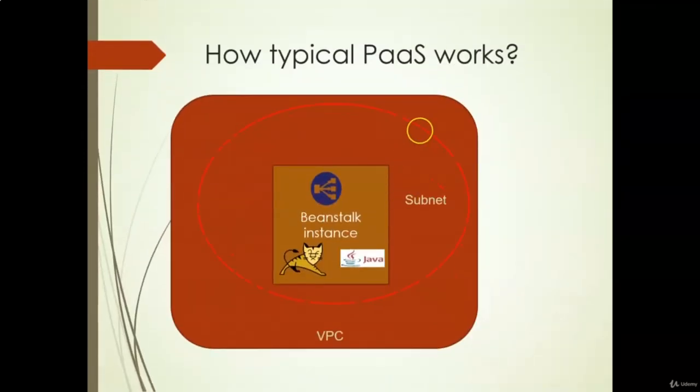And as I said, how the PaaS works is basically you take care of VPCs and subnets, and the rest all comes as a bundled package, like Beanstalk instances, where you just have to specify which Tomcat version you need and what Java version you are looking for, and that's how the PaaS works actually.